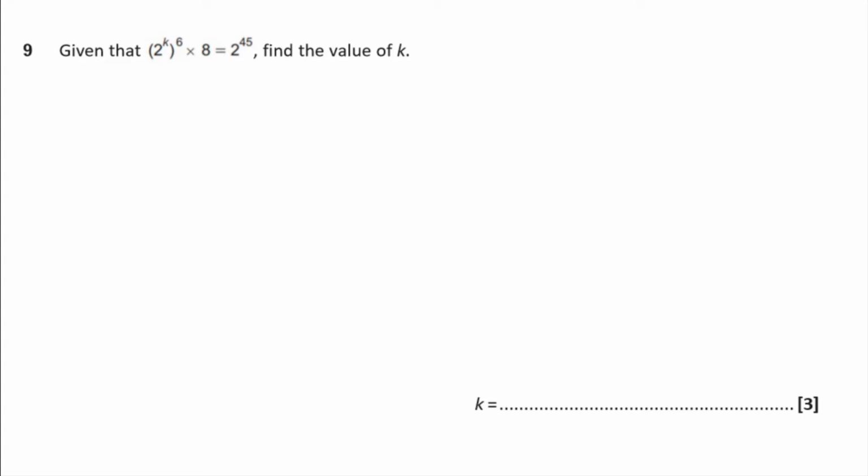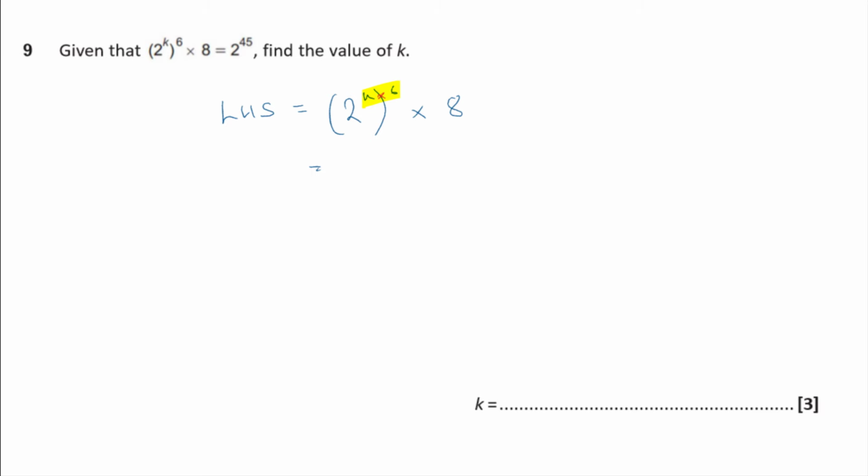Okay. Question 9. Given that 2 to the power k raised to the power 6 times 8 is equal to 2 to the power 45, find the value of k. Okay. I think the easiest way to do that is to make sure everything on both sides has the same base of 2, and then we can just simply compare the indices and equate them. Okay, so let's take what's on the left-hand side to start with. The left-hand side is equal to 2 to the power of k raised to the power of 6 times 8. Well, 2 to the power k raised to the power 6, that's an index of an index, and what we do there is we multiply those two together, don't we?